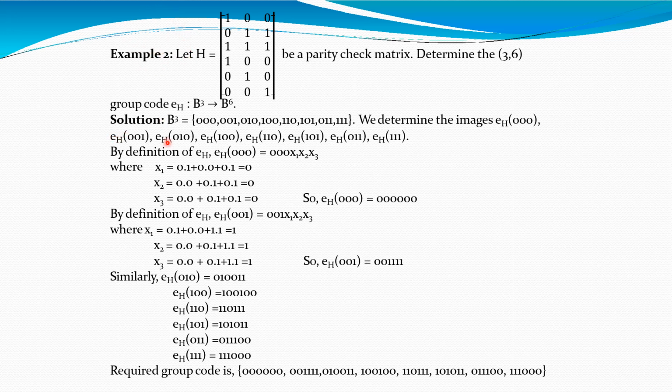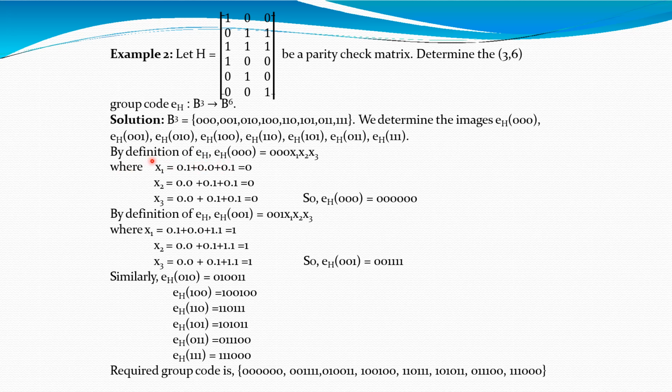Now B3 contains how many elements? 2 raised to 3, that is 8 elements. So this is our set B3. Now we find all code words. So EH of 0, 0, 0 is equal to 0, 0, 0, x1, x2, x3.